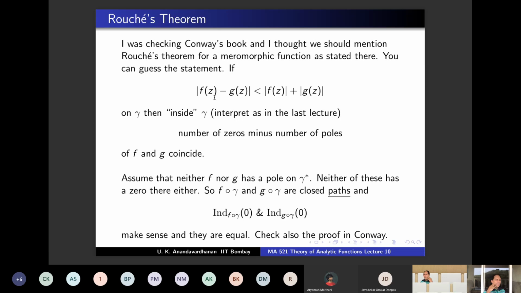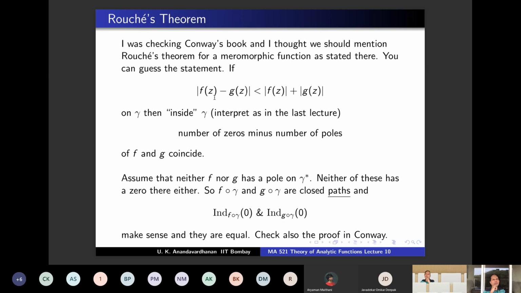And what is f prime by f? It is the derivative of log f. It's a logarithmic derivative. So if you have f by g, then you can take log of f by g, and its derivative is nothing but (f by g) prime divided by f by g, and that you can check is nothing but f prime by f minus g prime by g.